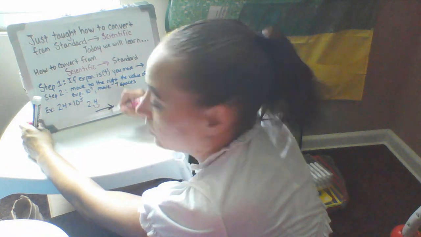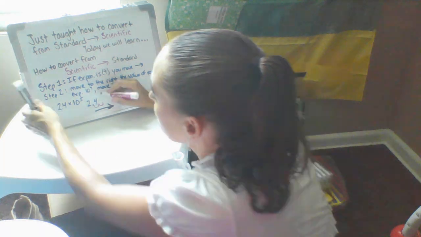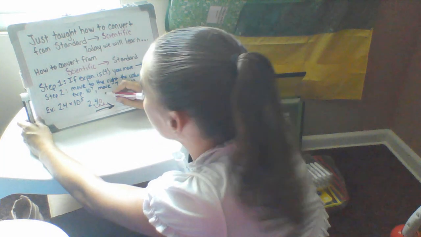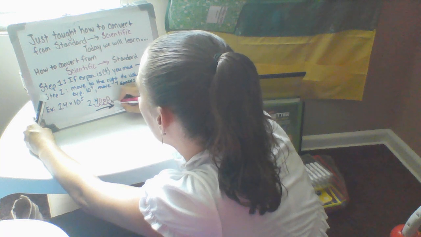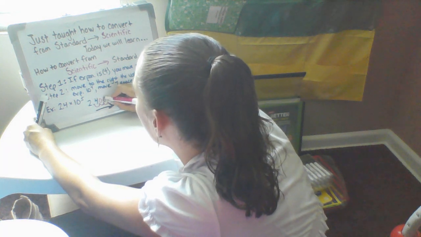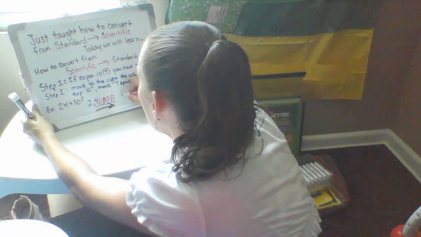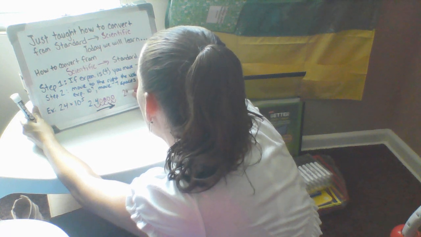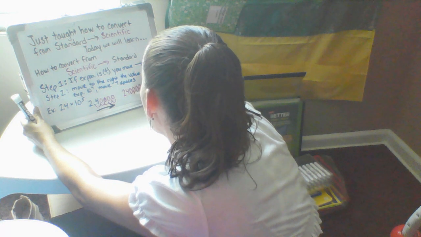So here I go. 1, 2. Now I've got to put a 0 in there, because there's nothing there. So that's 2, 3, there's nothing there, I've got to put a 0. 4, there's nothing there, I've got to put a 0. 5, there's nothing there, I've got to put a 0. So the number in standard form is 2, 4, and then 4 zeros.